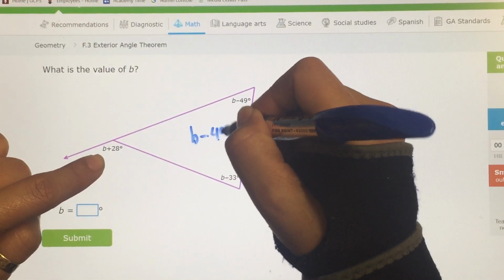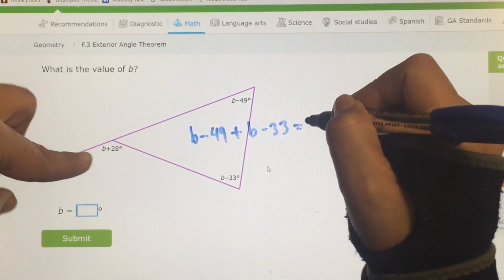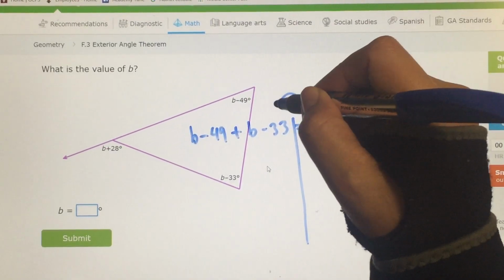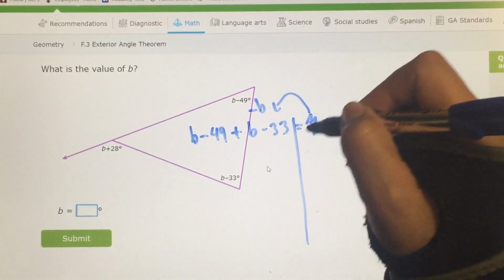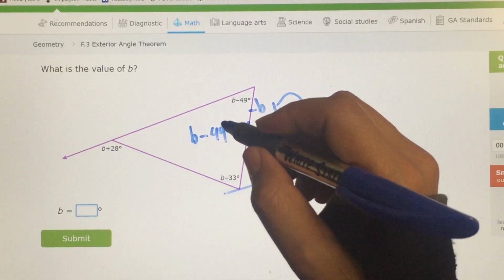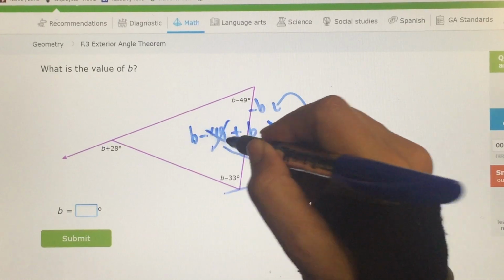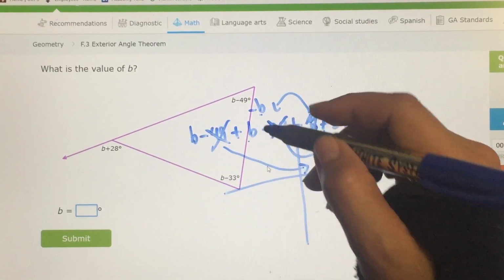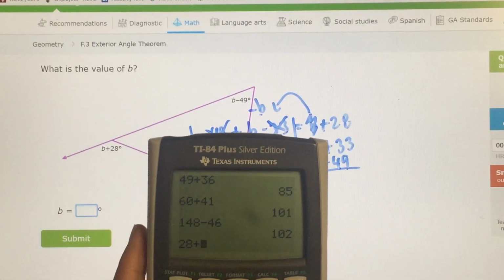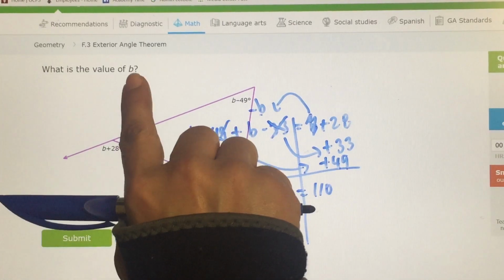B minus 49, that's that, plus this, B minus 33, equals B plus 28. All right, take B to the other side, so that's minus B on this side. Take this to the other side, plus 33, and I'm not going to make that mistake again. All right, and this one, plus 49. So I'm going to get B plus B is 2B, minus B is B. And then we'll punch all this in the calculator. So 28 plus 33 plus 49 is going to be 110. B is 110. And make sure you answer the question. B is 110.